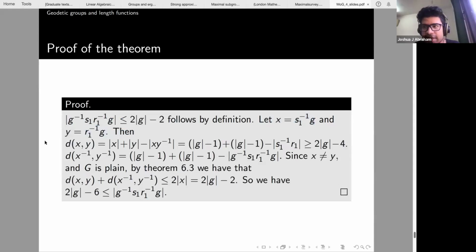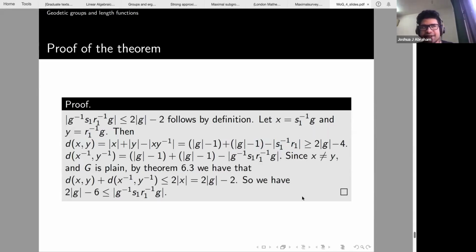So these elements are not equal, but they have the same length. They have length 2 mod G minus 2. So d of x comma y here. So if we calculate d of x comma y, it's going to turn out to be this, and we can bound this. So S1 inverse R1.